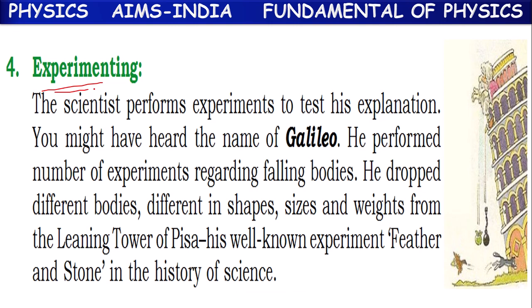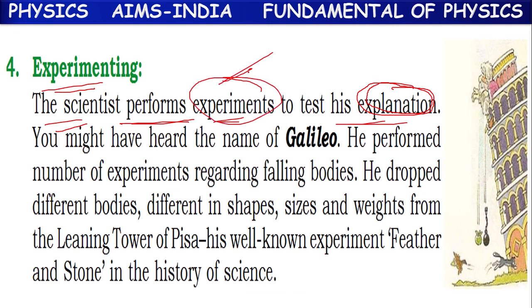Next one, experimenting. The scientist performs experiments to test his explanation. Whenever he is explaining a problem, before explaining he will perform an experiment regarding the same, so that he can confirm to himself that his explanation is correct.